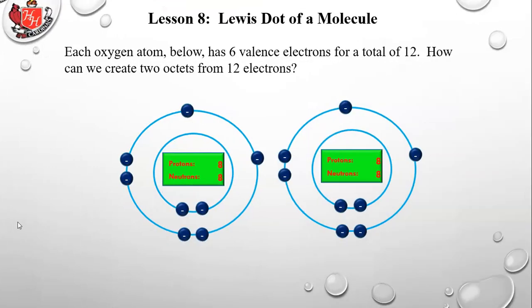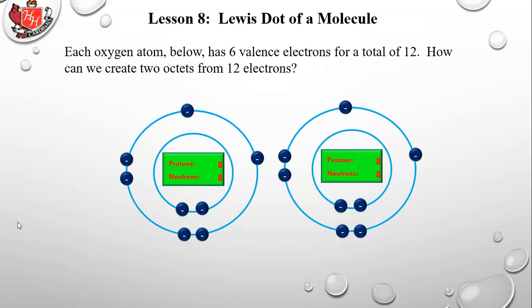So each oxygen below has 6 valence electrons for a total of 12. So here's 2 standard oxygen atoms the way that we've drawn them before. How can we create 2 octets from 12 electrons? In the valence orbital of each you have 6 and 6, that's 12, but you need an octet, which is 8. That would seem to be 16 electrons to form 2 octets, but you only have 12 electrons to work with.